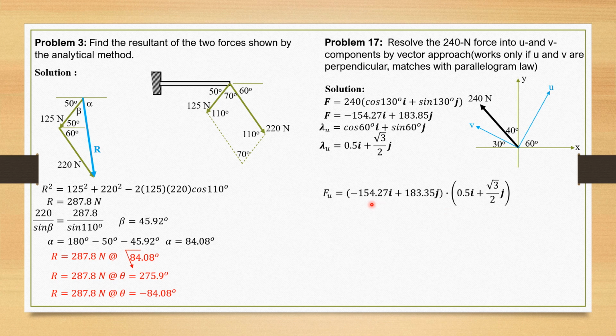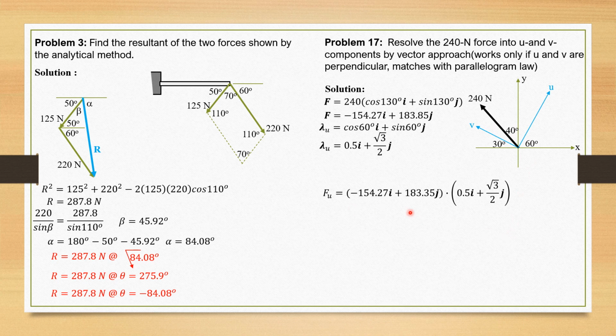So it is the component of the force in the direction of u. We obtain that product because the result is supposedly F dot lambda u, which is magnitude of F, magnitude of u, which is 1, times cosine of the angle between them.